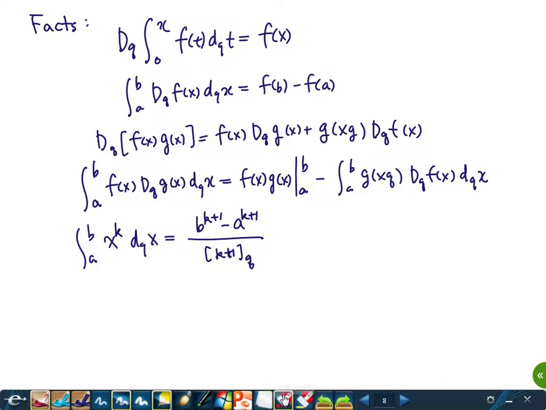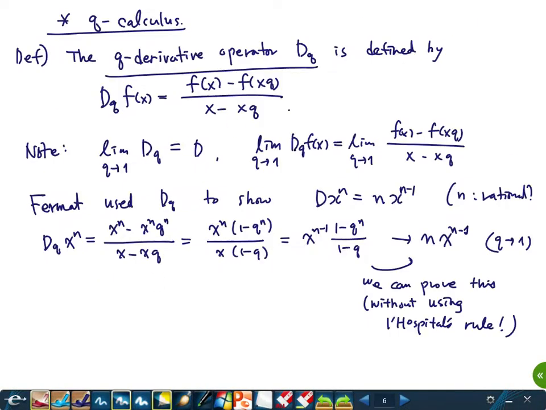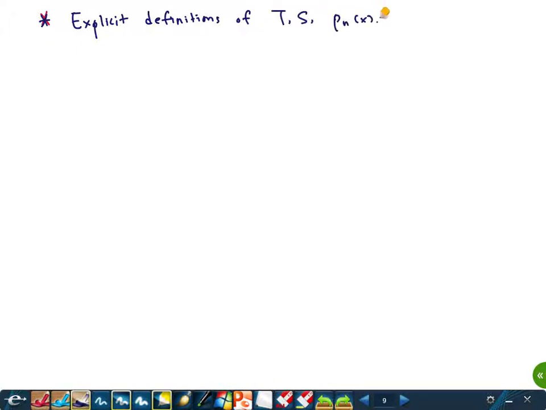Okay, so we learned the Q derivative and the Q integral. Now our goal is to find an explicit definition of T and S, instead of giving just a weight, a moment. Of T, S, P, we're going to find an explicit formula for this.